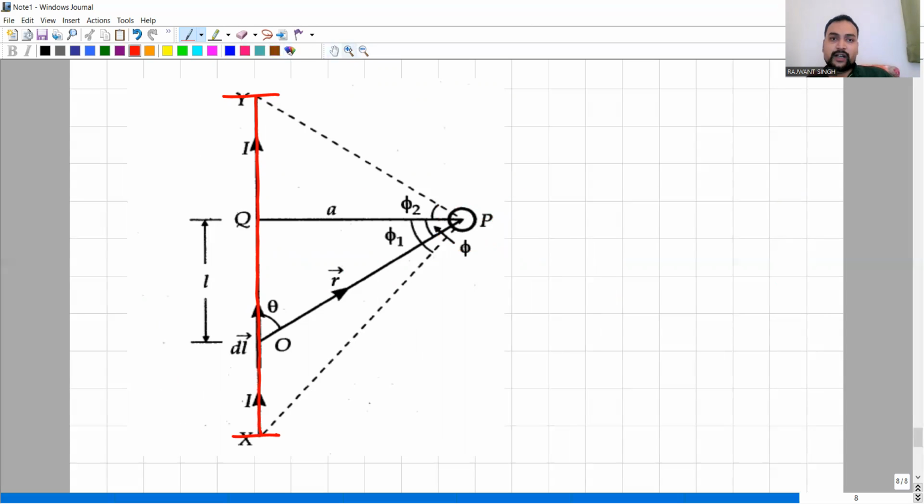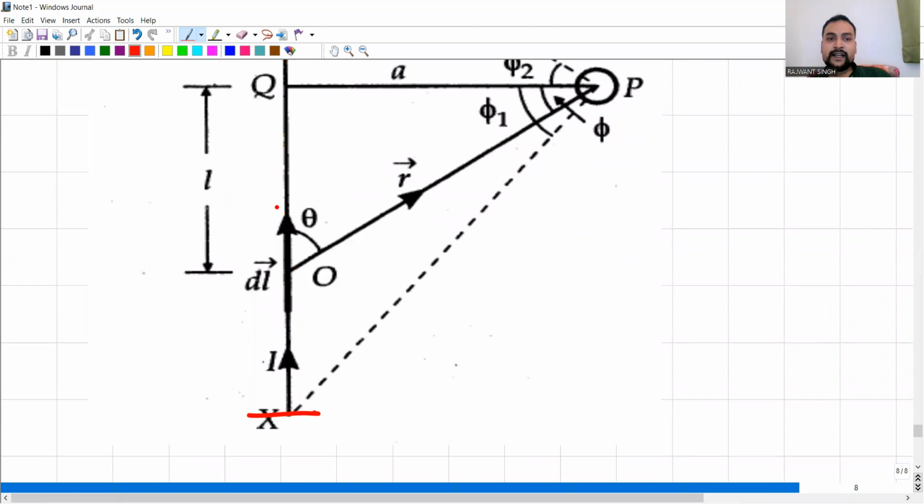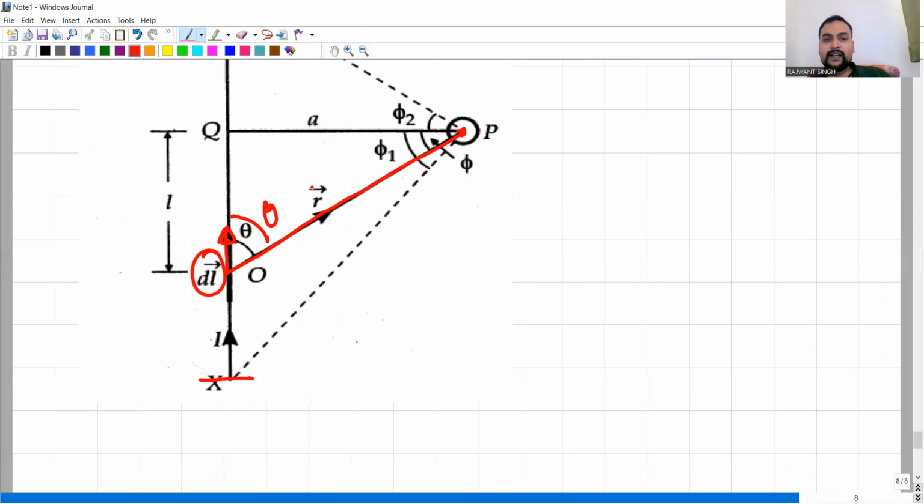Now for this, what I'm going to do is to again assume one small current element dl. This will be the direction of this current element dl, and this will be the position vector of the point P with respect to this dl, that is this r vector. And this becomes my angle theta. Again, what was theta? Theta is the angle between the dl vector and the position vector r vector. So this is my angle theta.